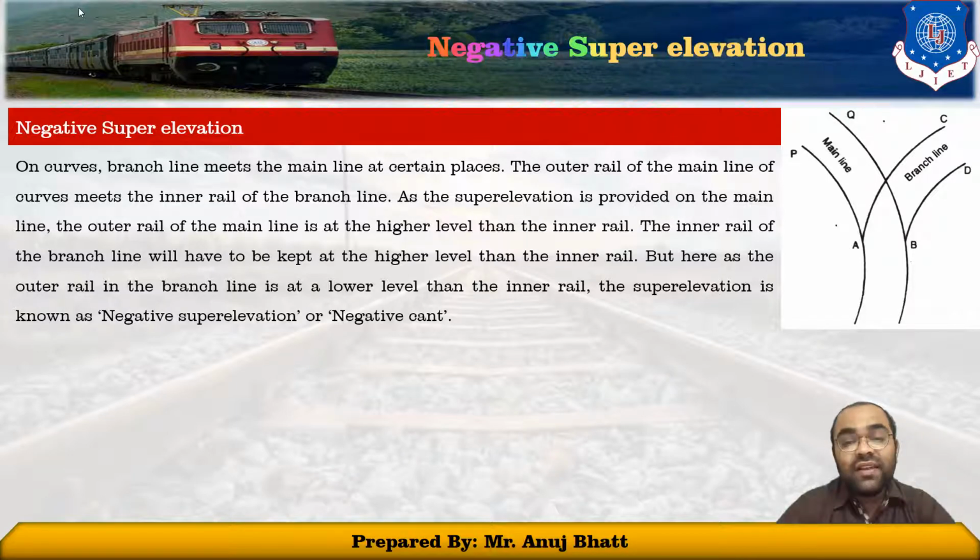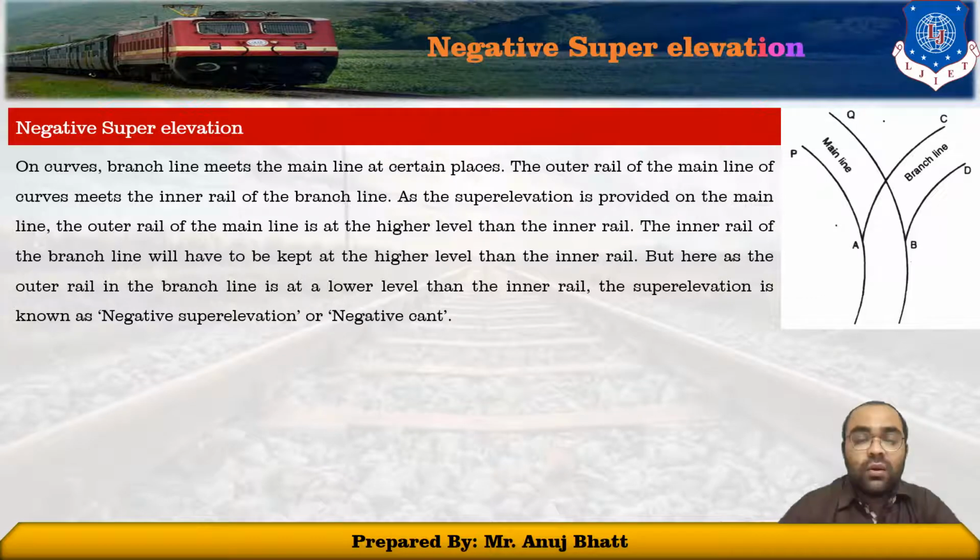Well, under certain conditions, it is not possible to provide the equilibrium cant. As shown in this figure, a branch line diverges from the main line. Here in this figure, you can see AP and BQ are the inner rail and the outer rail of the main line respectively, and BD and AC are the inner and outer rail of the branch line.